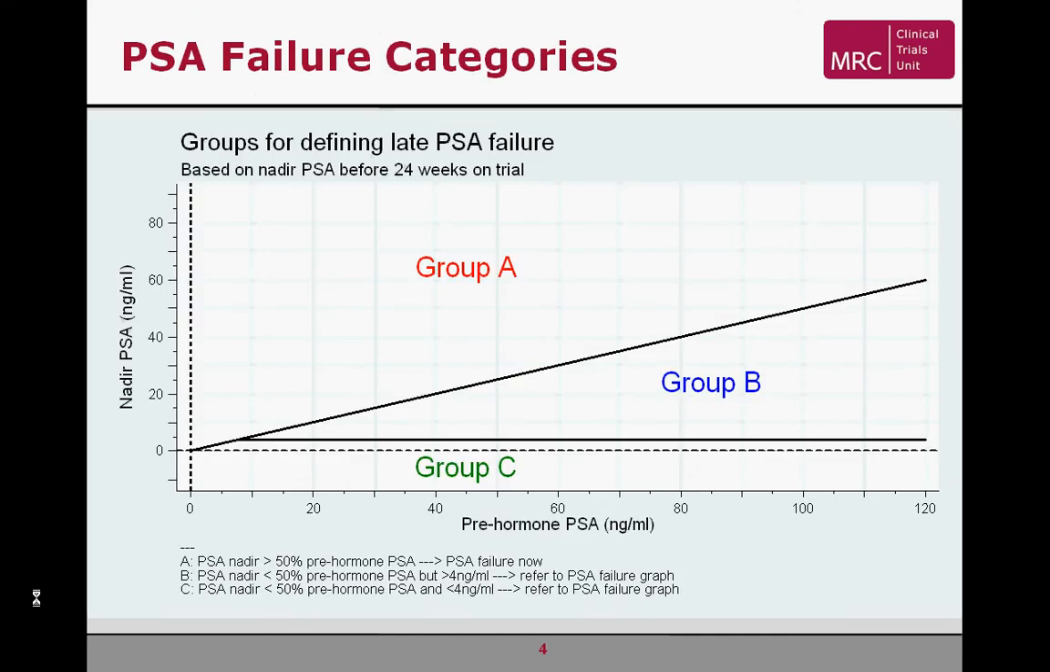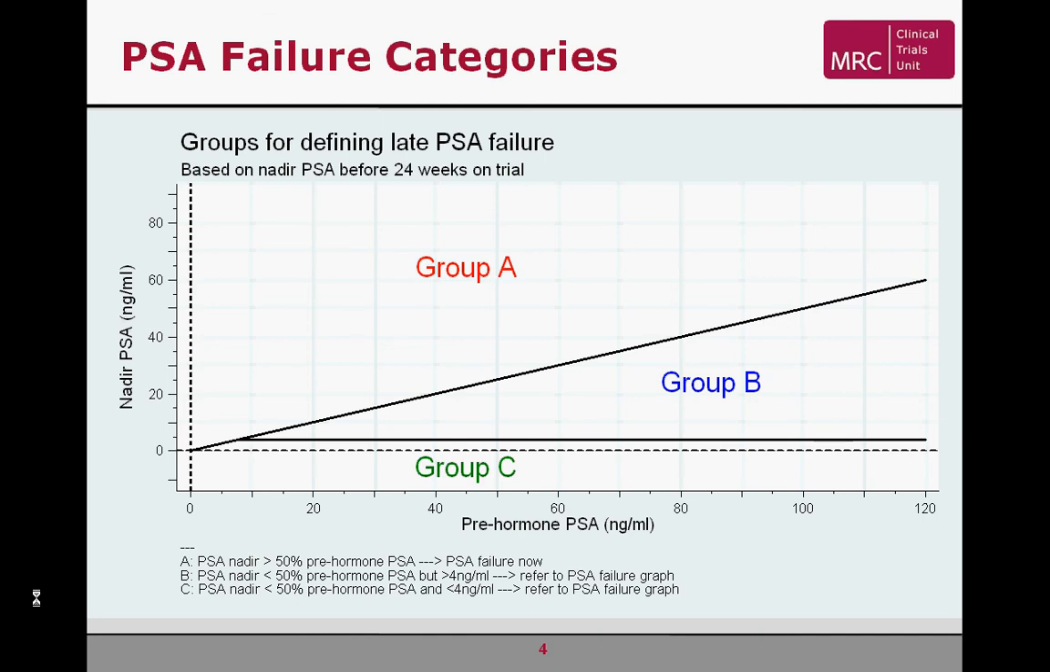The graph shown here demonstrates each of the three groups of PSA failure. The values along the x-axis represent the patient's baseline PSA, and the values on the y-axis represent a patient's PSA nadir. Firstly, Group A. These are patients for whom the PSA nadir never falls below 50% of the baseline value. Then Group B. These are patients whose PSA does fall below 50% of the baseline but remains above 4 nanograms per ml. And finally Group C, the group into which most of the patients in STAMPEDE will fall. And these are patients whose PSA does go below 50% of the baseline and also does go below the 4 nanograms per ml.